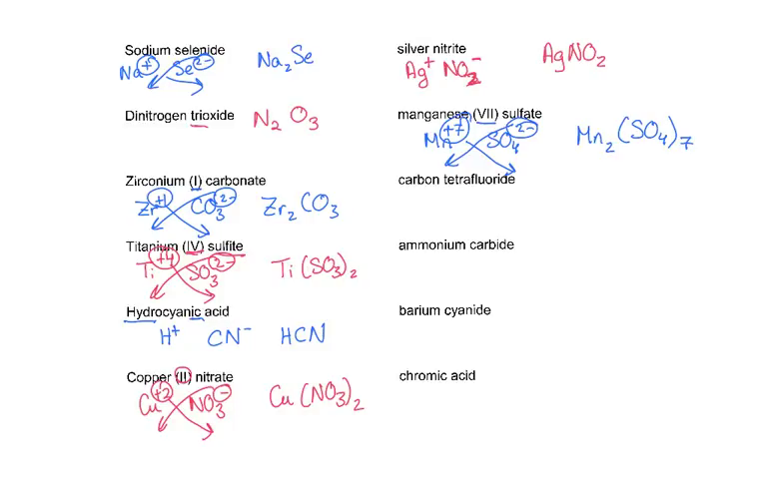Carbon tetrafluoride. This one's covalent. No ions here. So carbon. And then fluoride is F. And tetra tells us there's 4. So CF4.